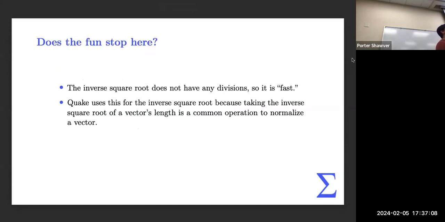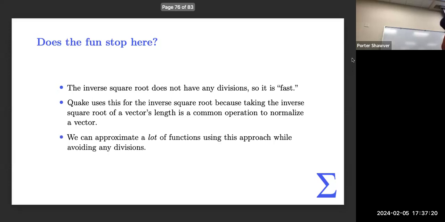The way you normalize a vector is you take its magnitude and then you divide by the square root of the magnitude. So dividing by the square root of something is a very common operation in game dev. They wanted something to make that as fast as possible. This is what they came up with. And we can approximate a lot of functions using this method without using any divisions. It gets a little iffy depending on the function. You might still have to do divisions, but at the very least, you can approximate most things by minimizing divisions or minimizing complex log calculations.